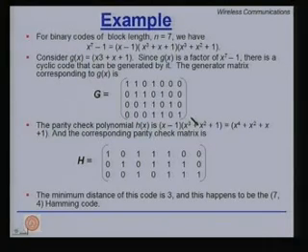The minimum distance of this code is 1. Sorry, the minimum distance is 3, so it can correct one error. So, it is a single error correcting code.